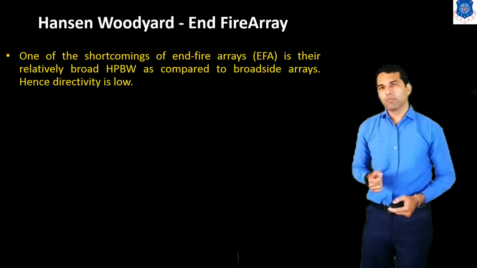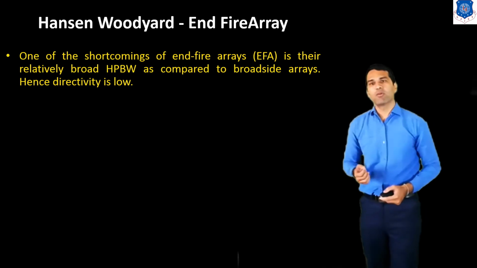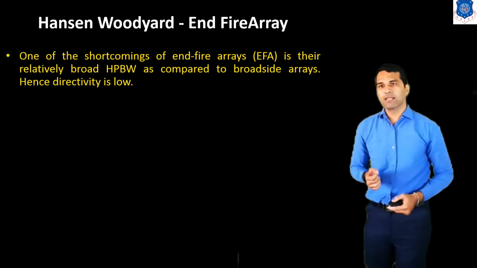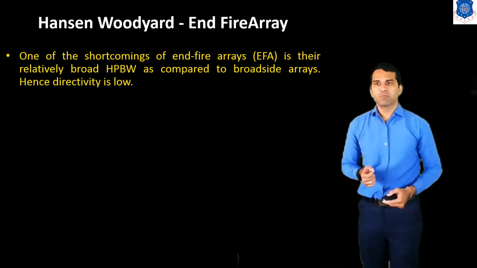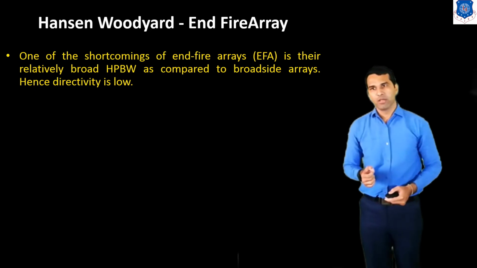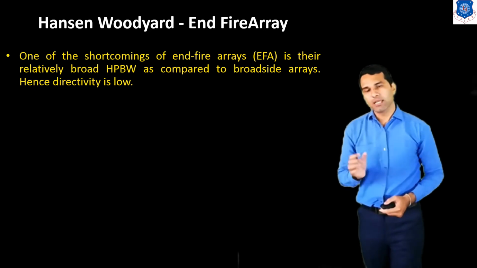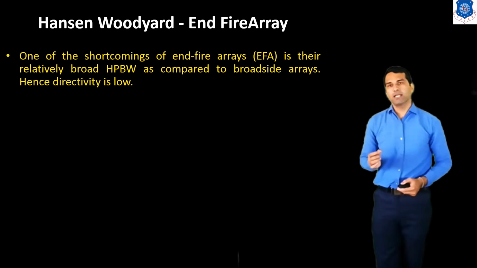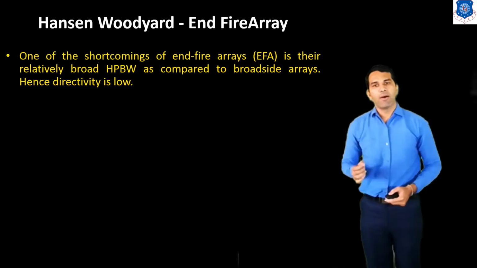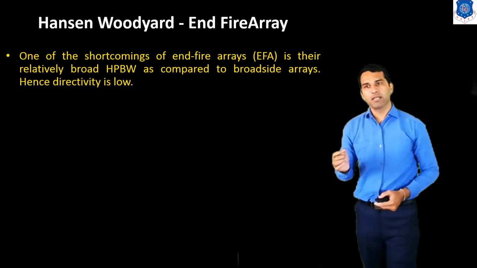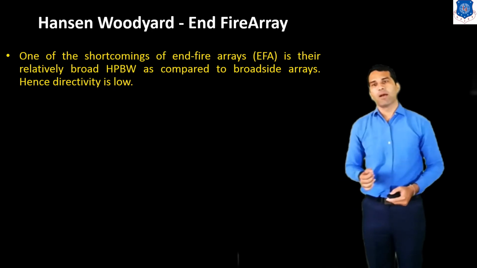One of the shortcomings, or we can say the disadvantage, of the end-fire array is its relatively broad HPBW as compared to the broadside array. Hence, directivity is low. So this is the disadvantage of the end-fire array: the directivity is low.